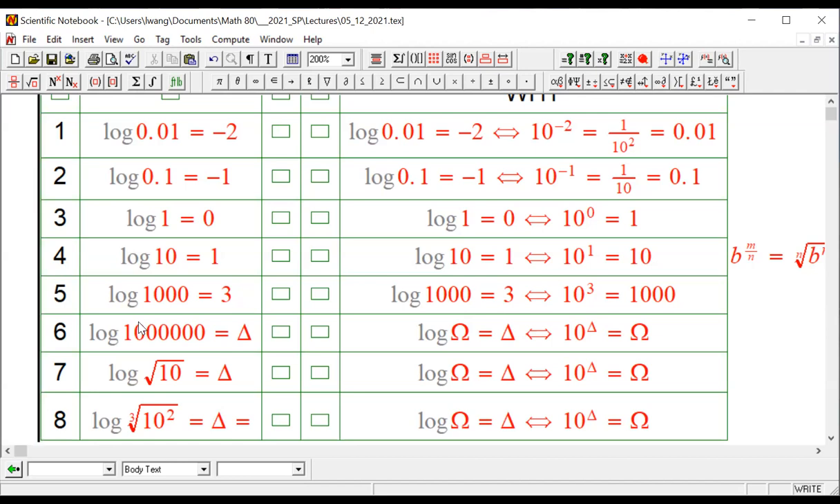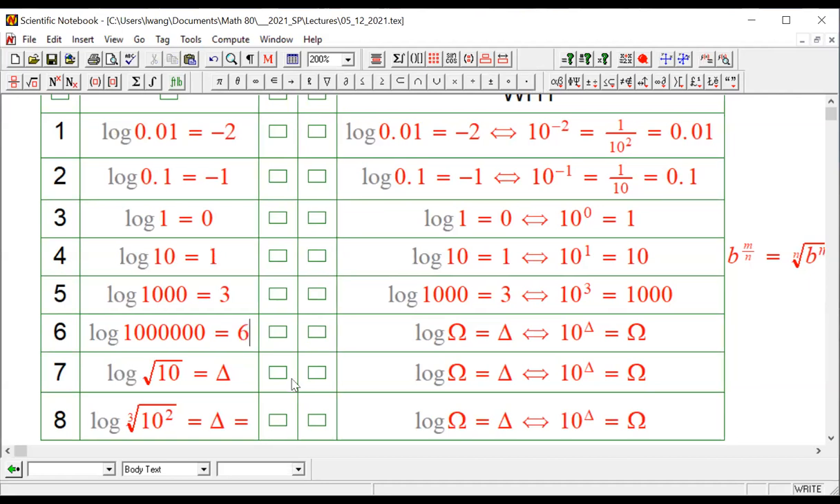Number six, common log of 1 million. What should that be? Six, yay. That's right, 1 million. Okay, that equals to six, because 10 to the power 6 equals to 1 million. Very good job. Now, a little bit harder.